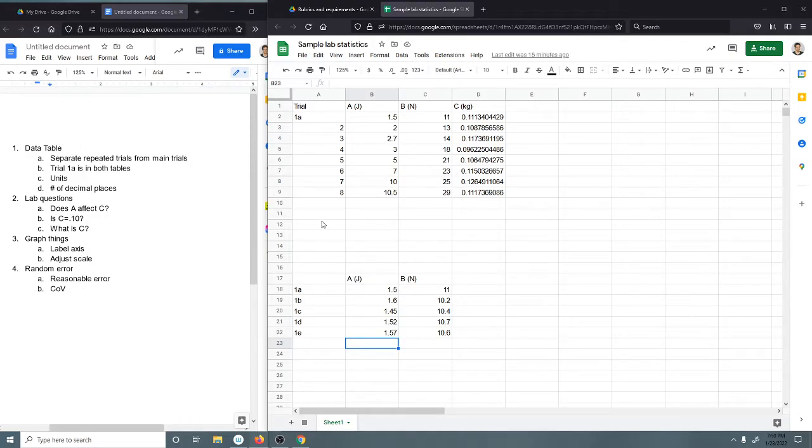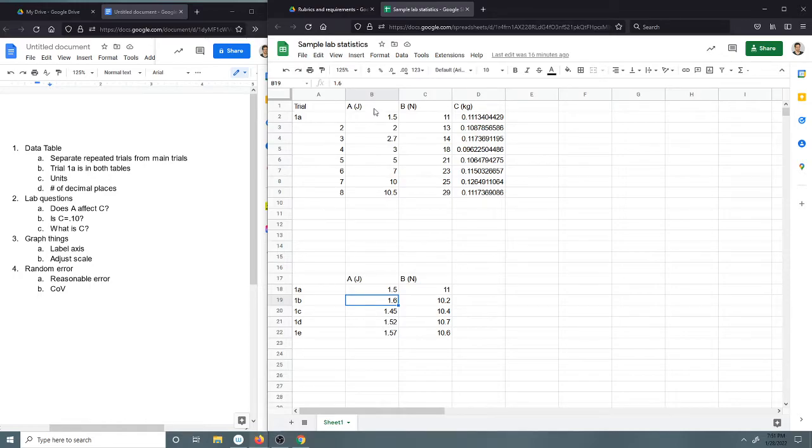The first thing is look at your data table. You should notice that I've separated the main 8 trials from the 5 repeated trials. These would be the ones where A was all really close. We were trying to do 1.5 A or something like that, the same value every time, and then we were trying to vary A a bunch up here. The two things we measured were A and B, and then we calculated C.